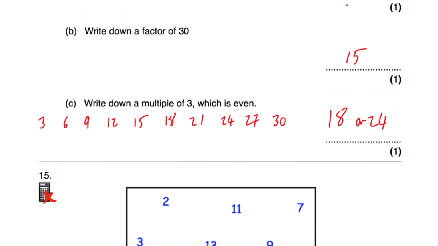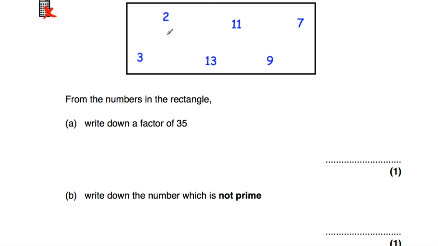Okay, question number 15. So for question number 15, we've got this rectangle, this box, and we've got some numbers inside the rectangle: 2, 3, 7, 9, 11, and 13. And part A says, from the numbers in the rectangle, write down a factor of 35. So the factors of 35, well, that's 1 times 35, 5 times 7, and I think we're done there. So from this rectangle, 7 will be a factor of 35. So 7 is a factor of 35, and it's in the rectangle.